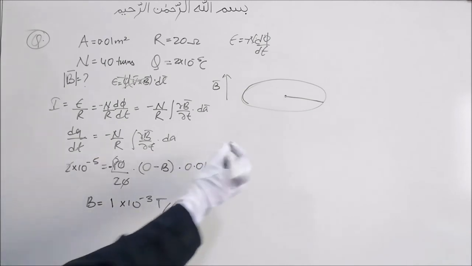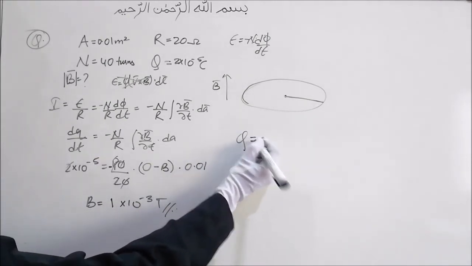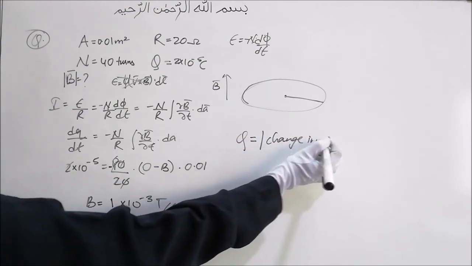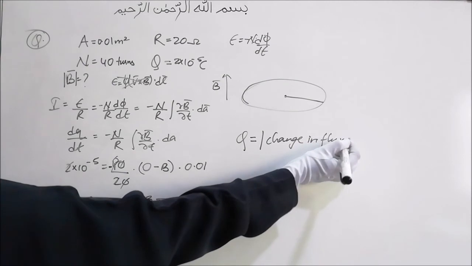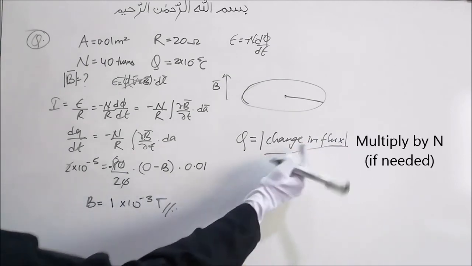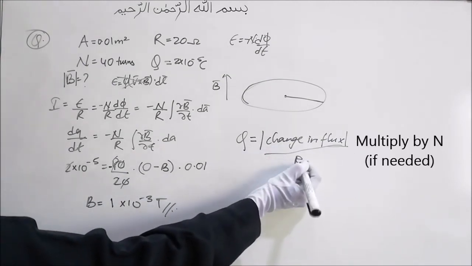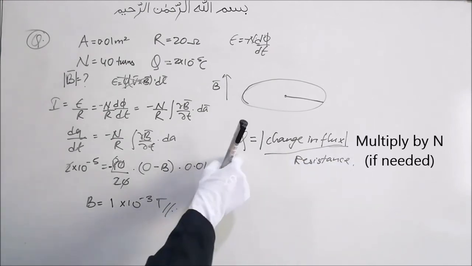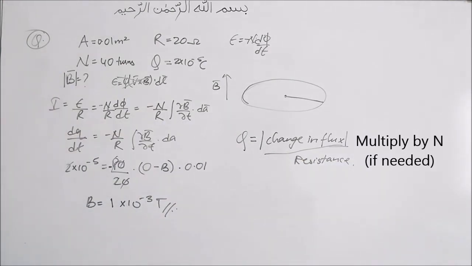Or you can just remember this formula. The charge Q will be equal to the magnitude of change in flux, we only need the positive value, phi initial minus phi final, whatever, divided by the resistance. You will get the value of Q. So this is the value of magnetic field. Let's do one more problem.